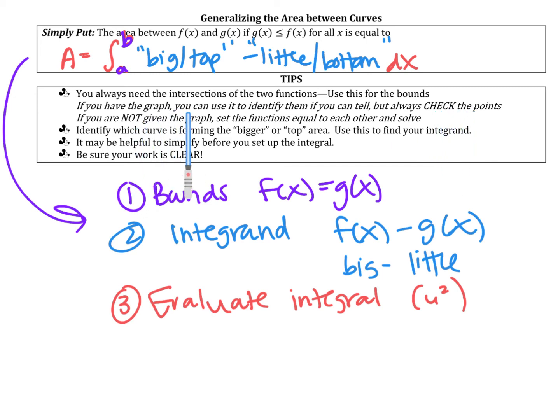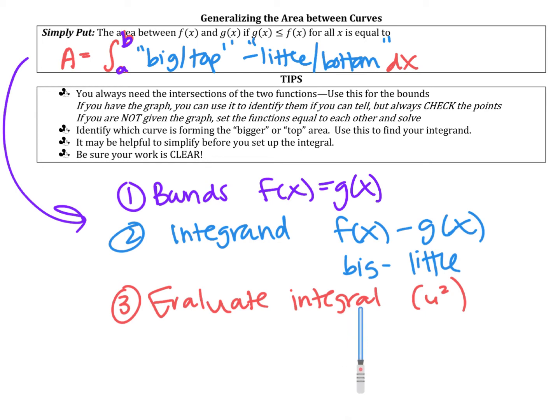If you're not given a graph, set the functions equal to each other and solve just algebraically, and then make sure that that makes sense based on the way that you sketched your graph. After you've found the bounds, then you're going to identify which function is bigger or on top and which one is smaller or on the bottom so that you can subtract them and come up with the integrand. Then you're going to set up your integral and evaluate the area.